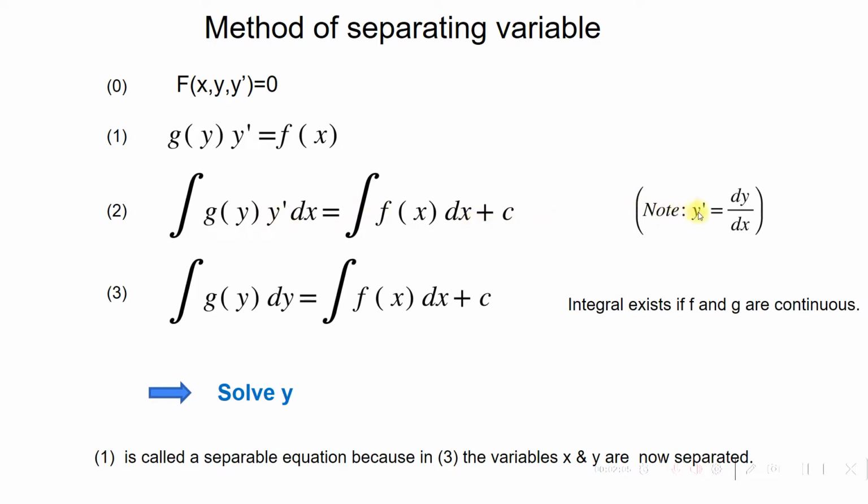Please be noted that y prime has dx as the denominator, so both dx on the left side of equation 2 can be crossed out. Then we get equation 3. All the y terms on the left side and all the x terms on the right side, proving that equation 1 is a separable ODE. Of course, the integrals only exist if f and g are continuous. If this premise holds, then we can solve y.